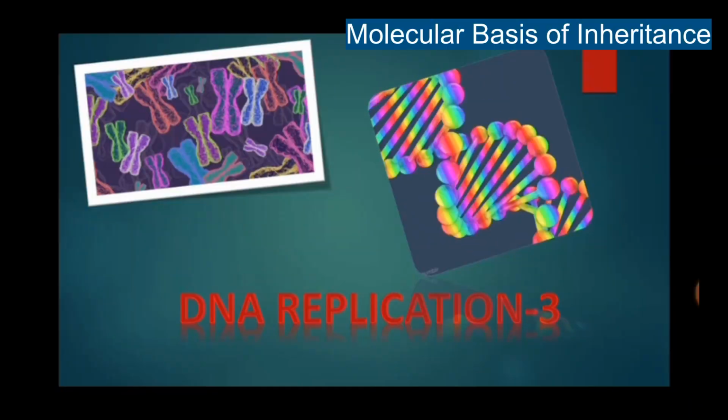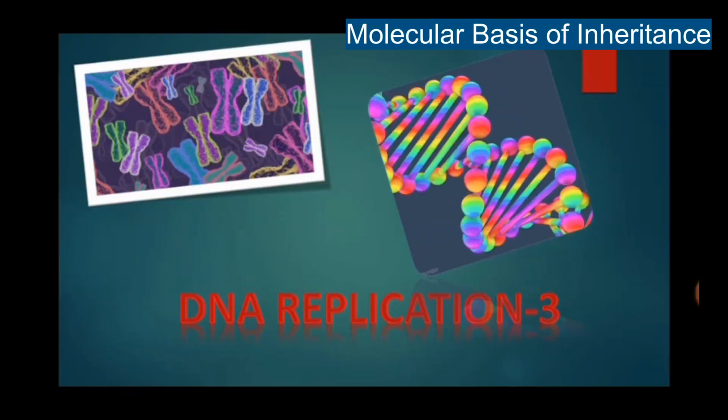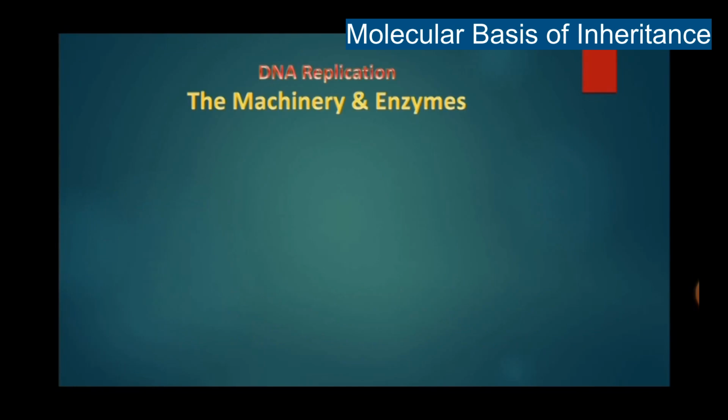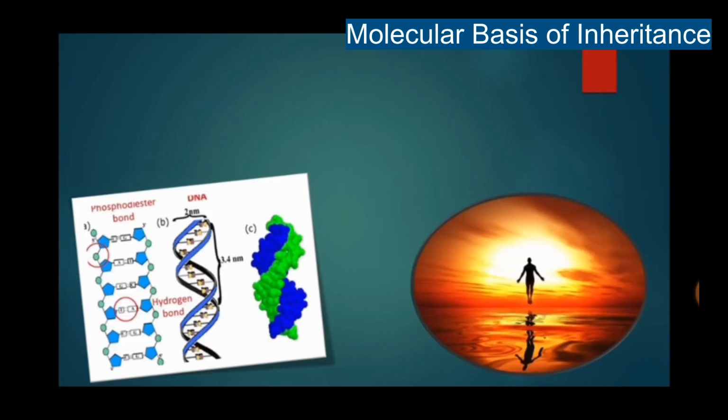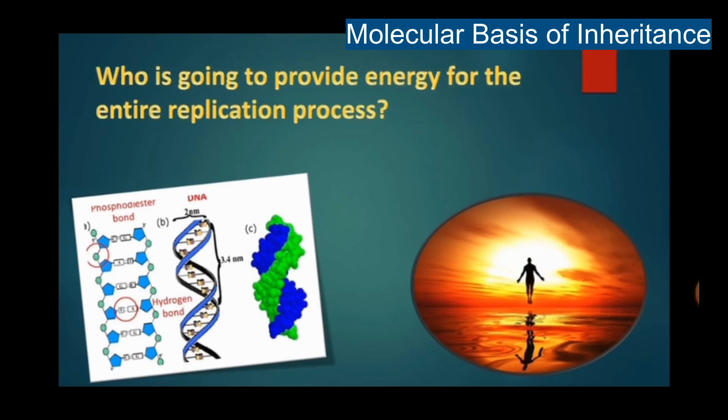Good morning. Let us continue with DNA replication with the machinery and the enzyme. Now the question is, who is going to provide energy for this entire replication process? Because when we say the enzyme is going to create a new strand altogether, creating new strands is like a polymerization reaction, meaning joining of nucleotides to form polynucleotides, right?